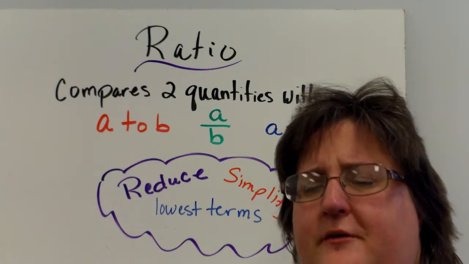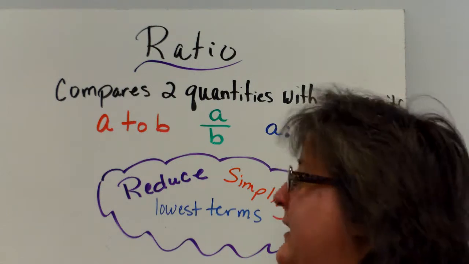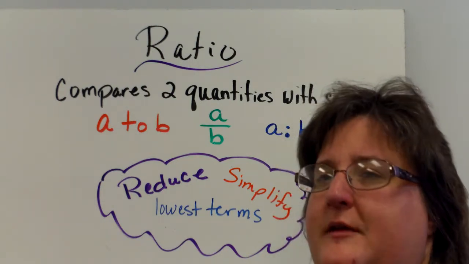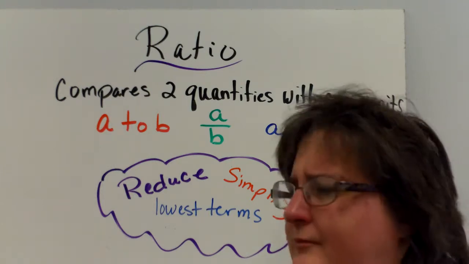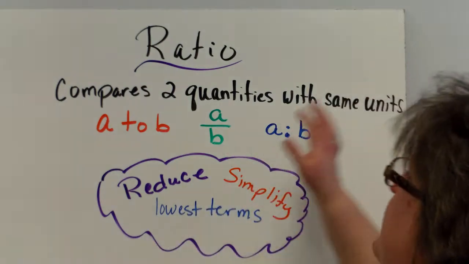The other thing to watch out for, the very last thing that burns in your head, is: is it reduced? In other words, simplify. If you're thinking fractions, you might think, is it in lowest terms? That is something you always want to keep in your mind when you're dealing with a ratio.